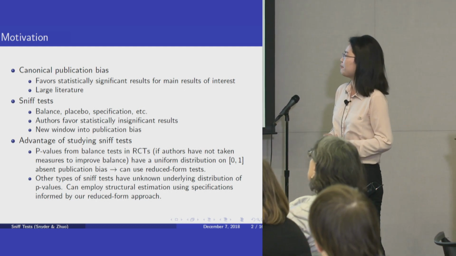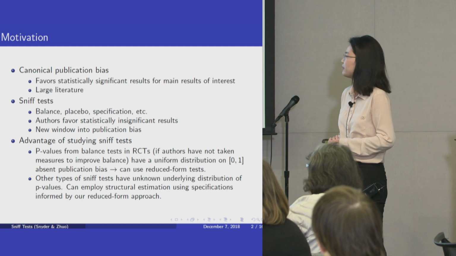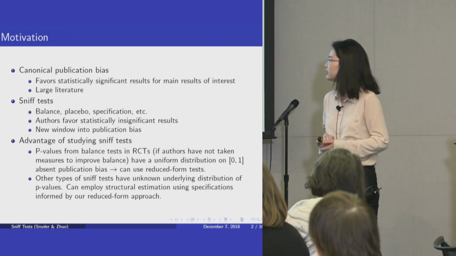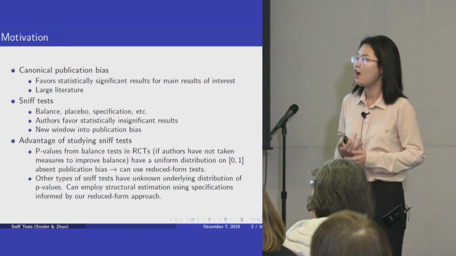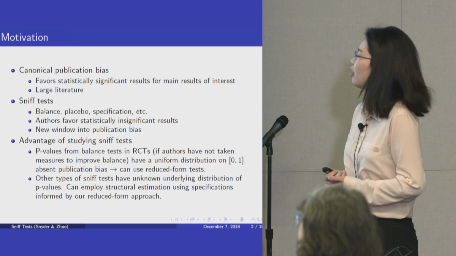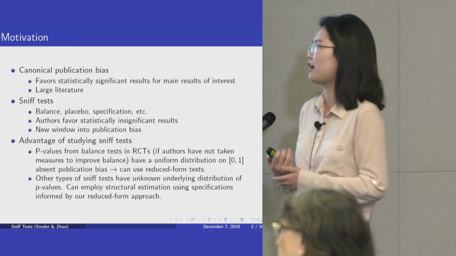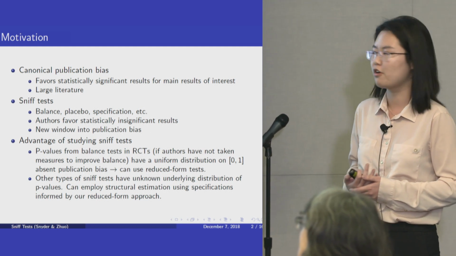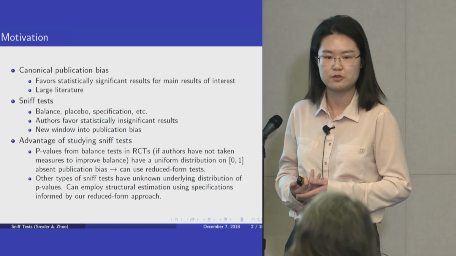Those are balance tests, placebo tests, specification tests, and so on, where the author's incentive is quite the opposite from the canonical statistical tests. In this case, the authors would favor the statistically insignificant results. And we think this will offer a new window into publication bias.